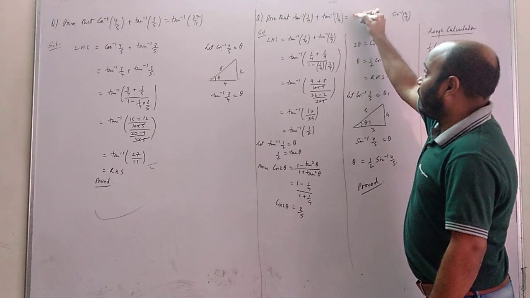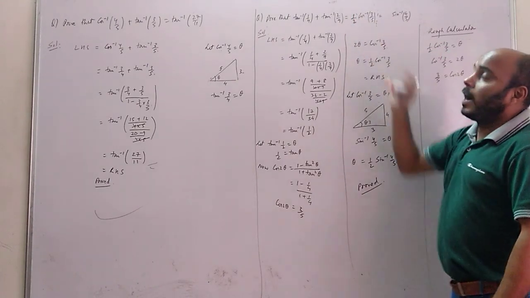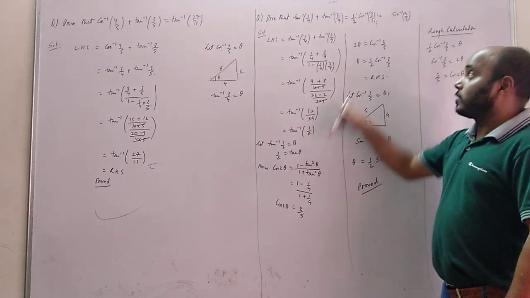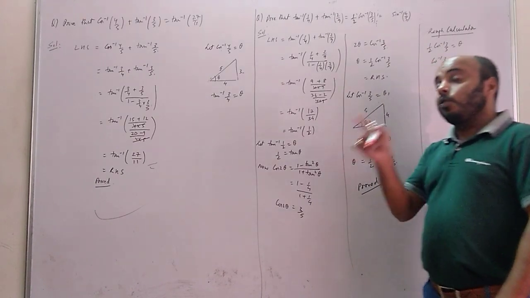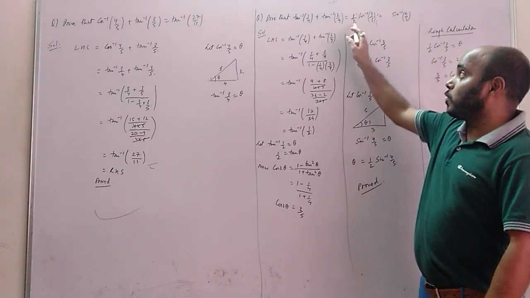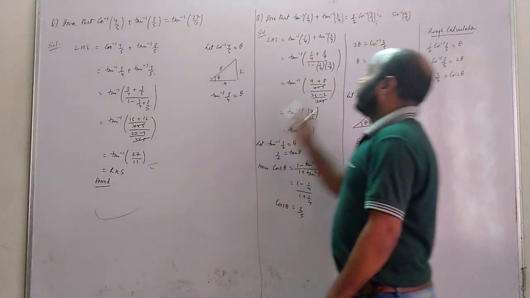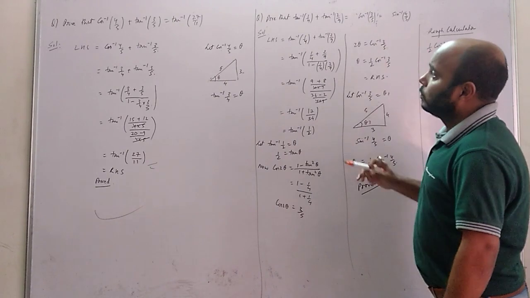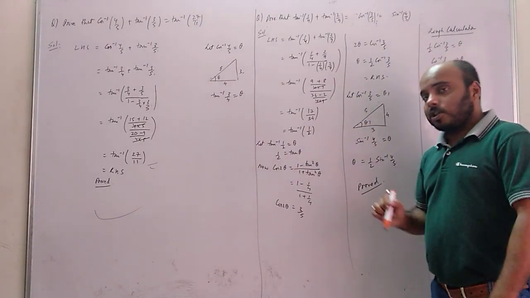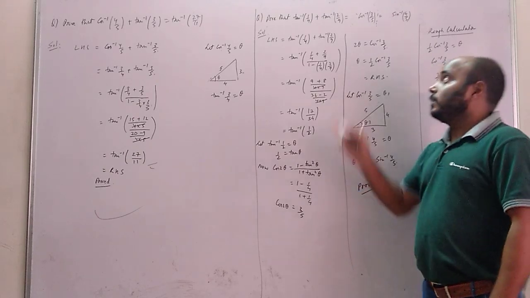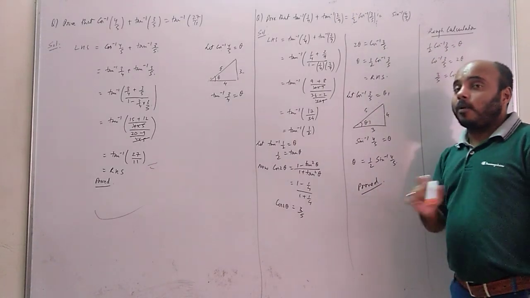Since we have a half here, this half will create a problem. Due to the coefficient, we cannot use the triangle method. We have to go for the formula method. Here there were no coefficients. If there was no coefficient, we would get tan inverse and convert it into cos inverse directly using the triangle method, and we will get the answer. But since we have a half here, we have to go for the formula method.